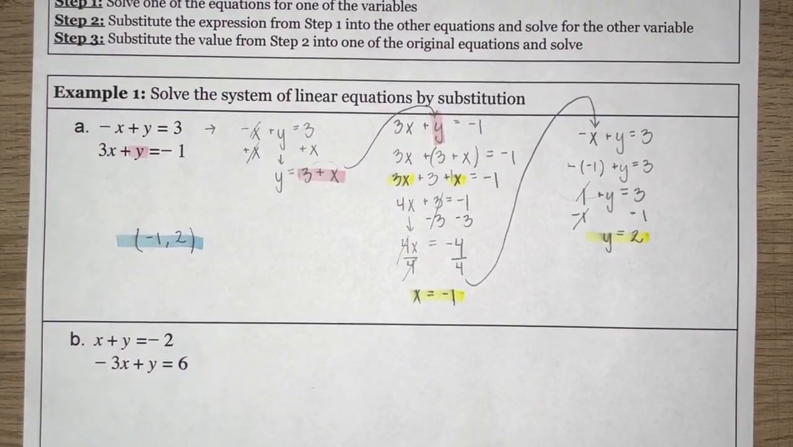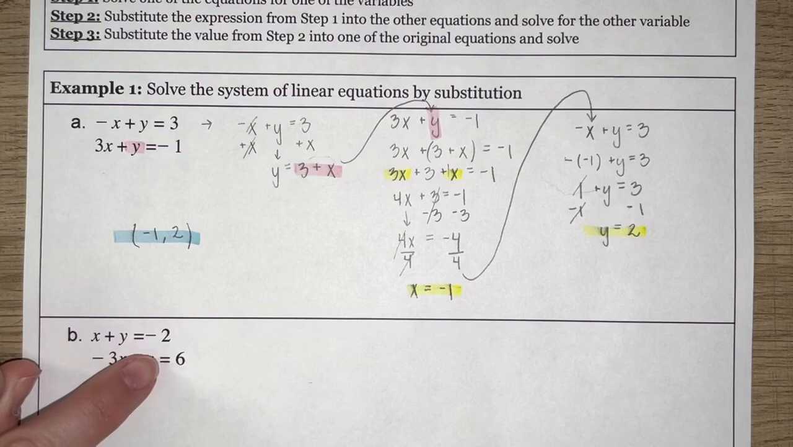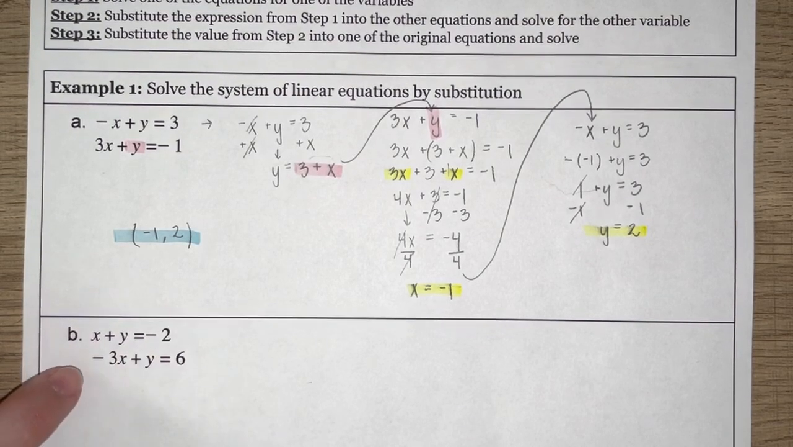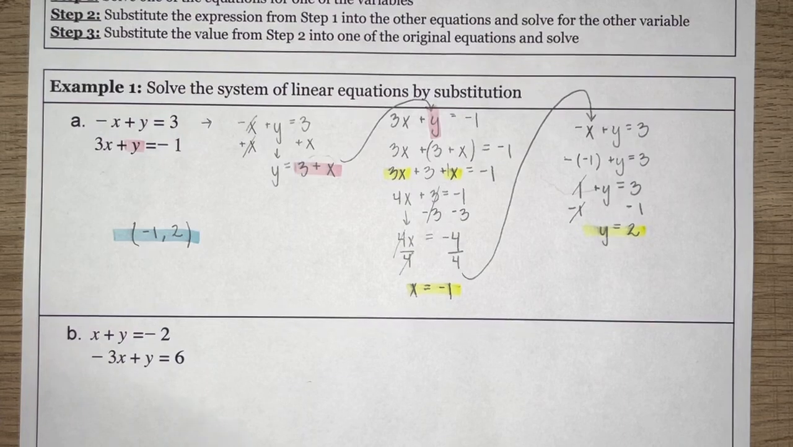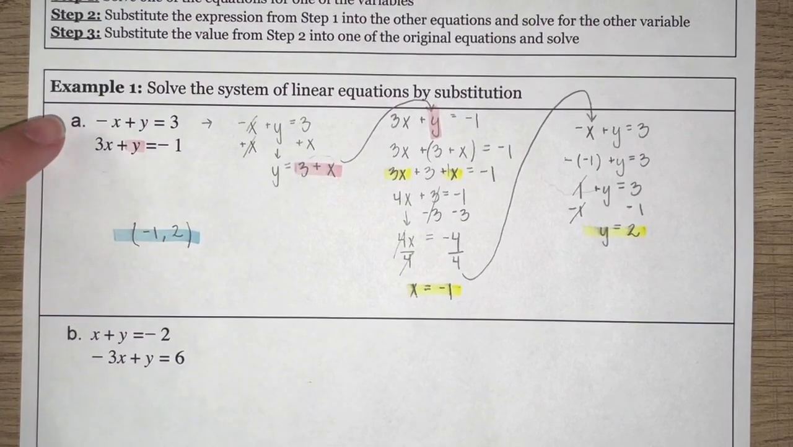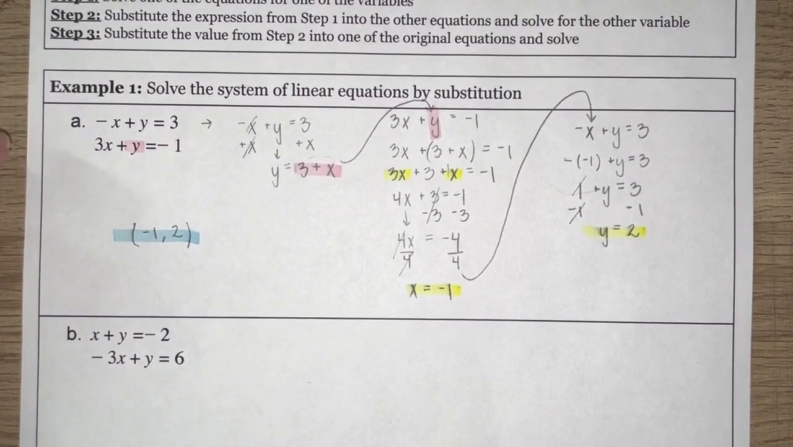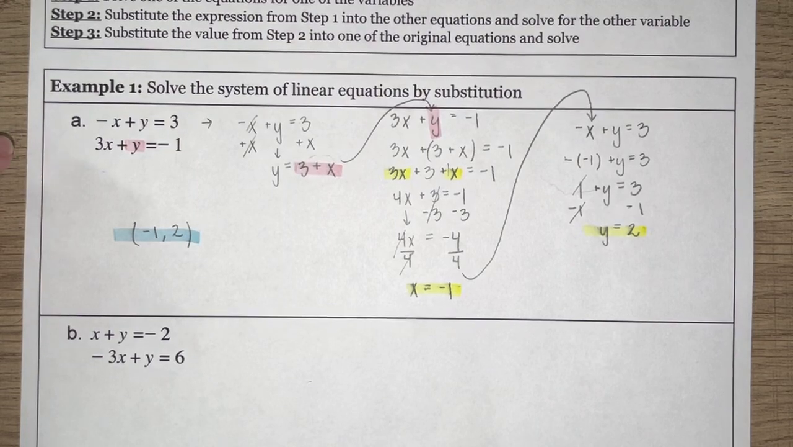So the next example, example B. x plus y equals negative 2 is our first equation, and negative 3x plus y equals 6 is our second equation. So the first example, we solved for y. You don't always have to solve for y. You can solve for x. You can solve for whichever variable you feel like is easiest for you to isolate.